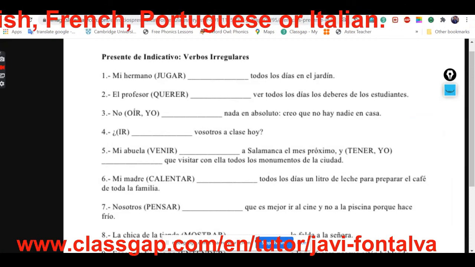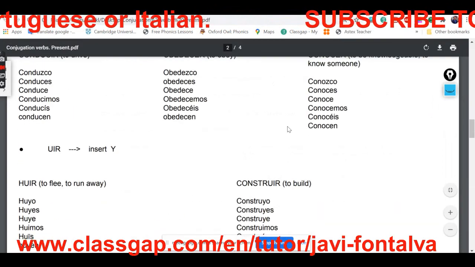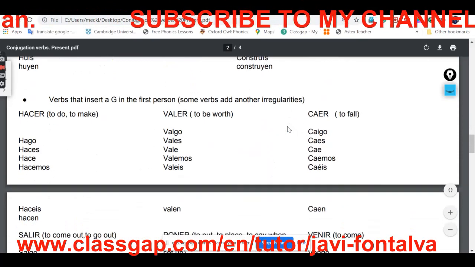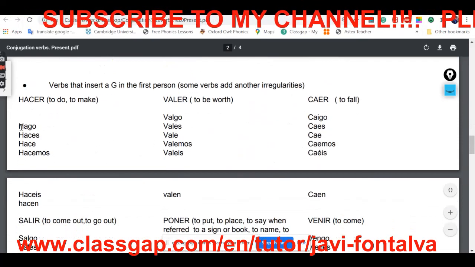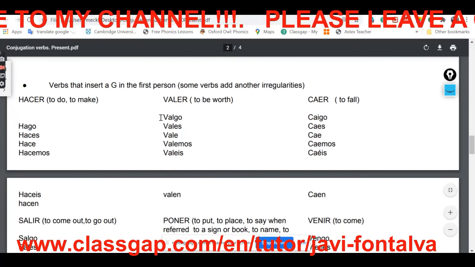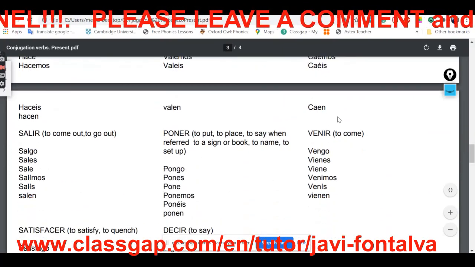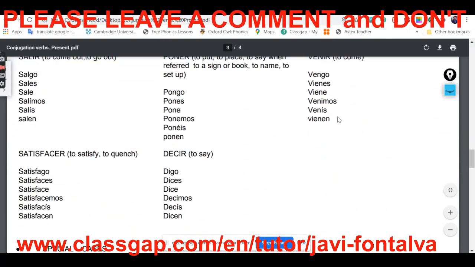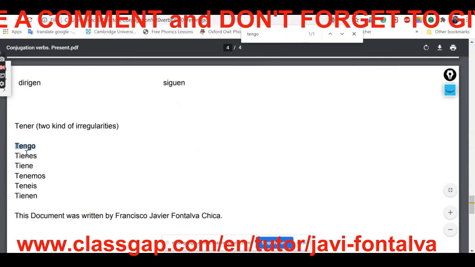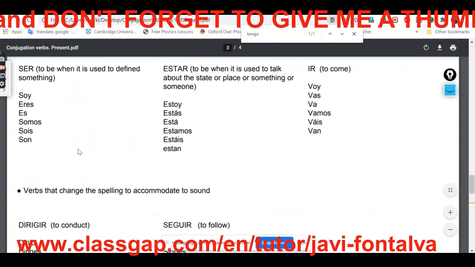Okay. Let me explain something else before moving on. So we've seen for some verbs you have a G for the I form. For example, we say hago, valgo, caigo. Before, we saw tengo, right? So for some verbs, you're going to have a G only for the I form.